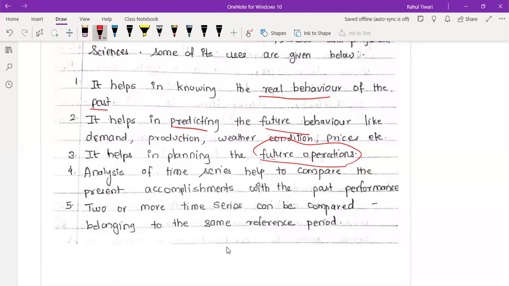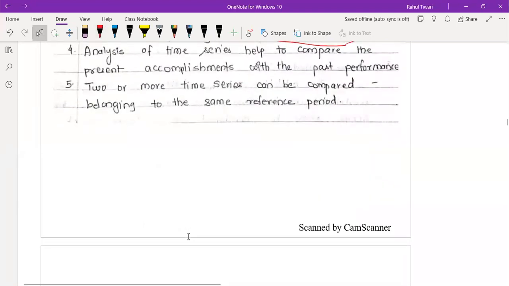Two or more time series can be compared belonging to the same reference period. So you can compare two or more time series, but the main thing is that you must have the same reference period. It is not like comparing 2001 data with 2010 data. No, it's not like that. For 2001, suppose, what was the production of rice, what was the production of bajra.